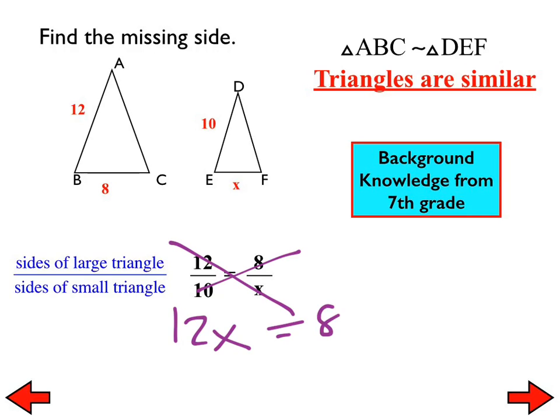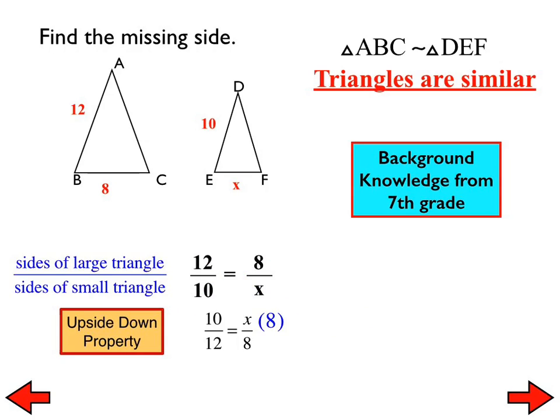Cross multiply the other way, get 80, divide both sides by 12. And there are other ways of solving for x there, but regardless of the method that you use, you should get 6 2/3 for that missing side there. Okay? So we're going to keep coming back to some of those ideas from 7th grade.